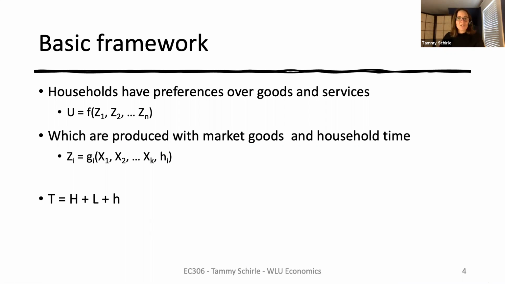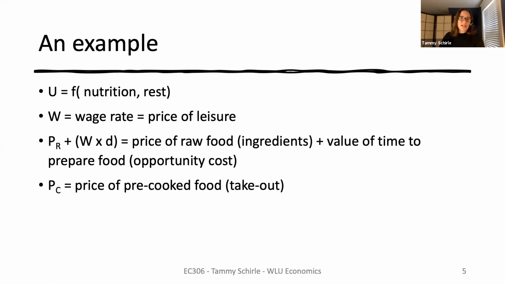In this model, the household has to think about allocating its time to both paid market work and household production. Consider a simpler example where the household really enjoys nutrition and rest. When working, they can earn the wage W, so that is their price of leisure. If they buy the ingredients to make their dinner, they have to pay for that, plus use some of their time to prepare dinner, which has its opportunity cost. Alternatively, they could get takeout or pre-cooked food and save themselves some time.